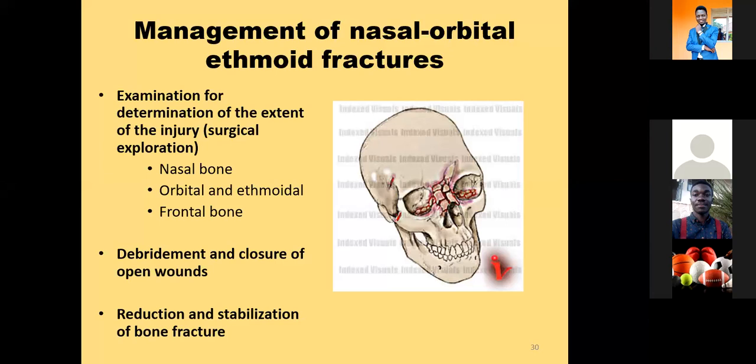In terms of management, you need to examine and determine the extent of the injury. You look at the nasal bone, orbital and ethmoidal bones, and frontal bone, and see whether there is extensive damage or none. Then where there are wounds, you do debridement and closure of the open wounds. Then you do reduction and stabilization of the bone fractures.